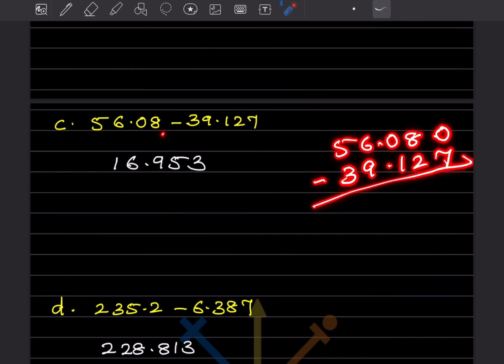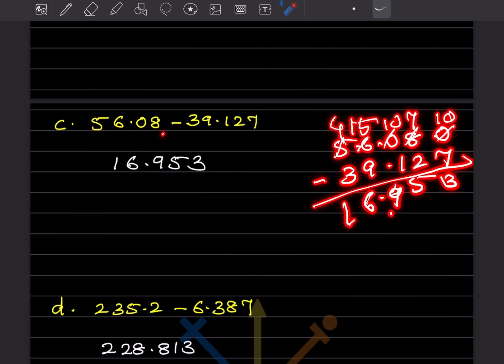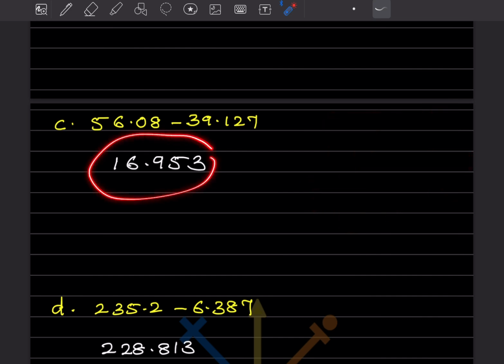So this will be 10. So this will be 3, this 7, so 5. So now this again 10, so this should be 5. So this will be 9. So here will be 15, and this will be 4. So this should be 16.953. Hope you got this one. You can put the zeros, that doesn't change the answer. So this will be 16.953.